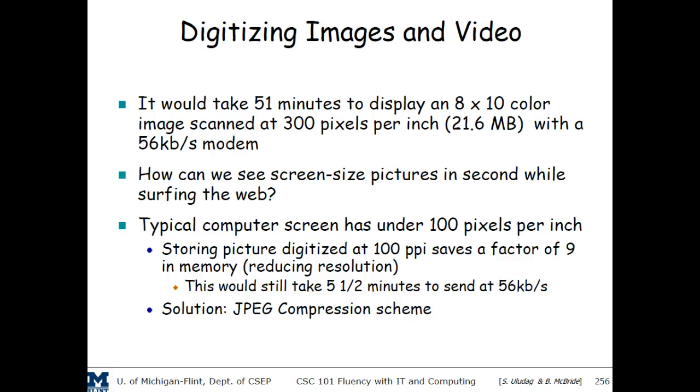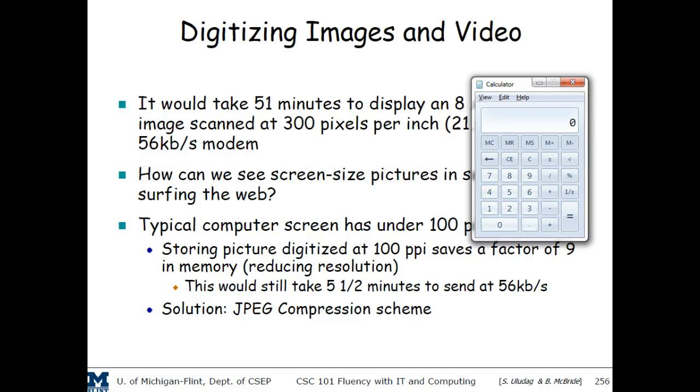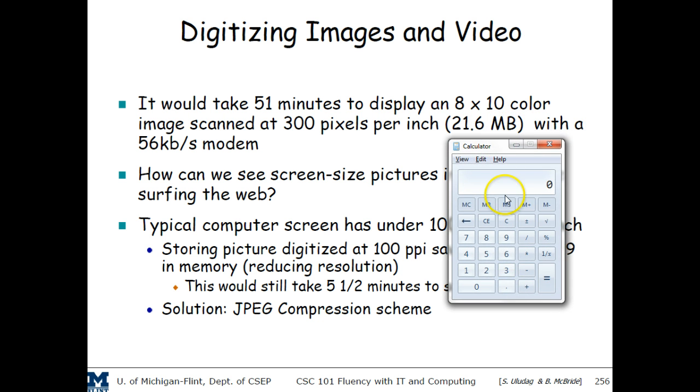I'm going to pull up the calculator here on my computer and just walk through this quickly. So if we're scanning this 8 by 10 inch color image at 300 pixels per inch, that's 300 pixels times 300 to get square inches. And 8 by 10 is 80 inches. So this is 90,000 pixels per inch, and we're going to multiply that by 80 inches.